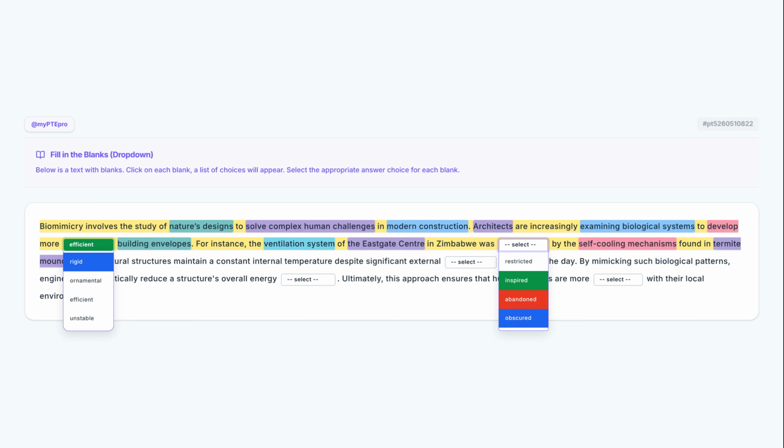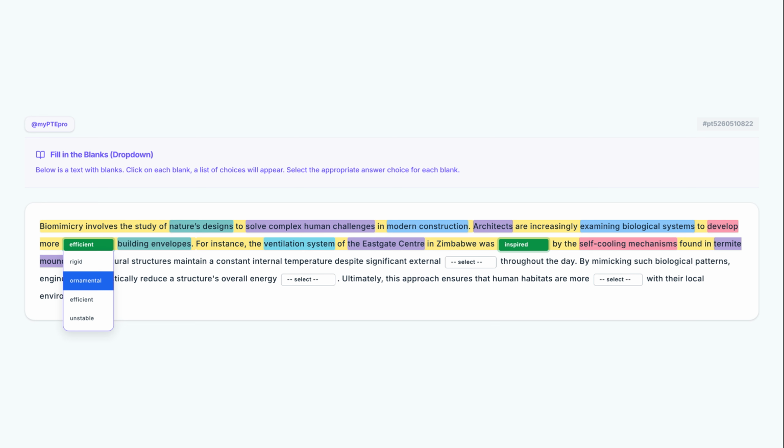Obscured. To be obscured means to be hidden or made unclear. This choice makes no sense in a context describing how architects are openly examining biological systems to apply their clear and effective principles to building design. Incorrect.